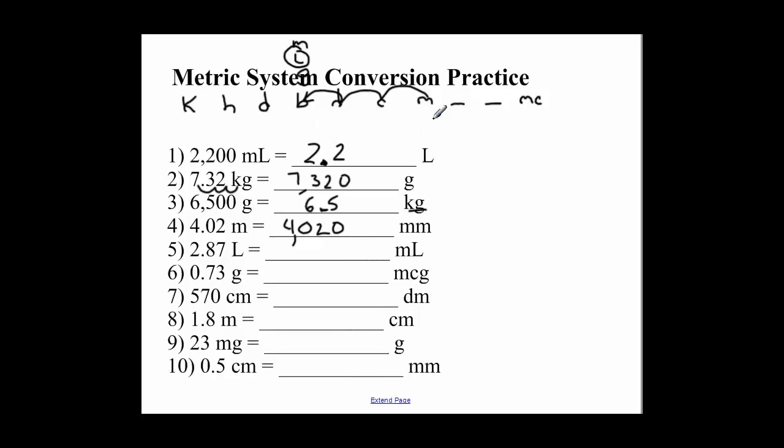In the next problem, we begin with liters, which again is a base unit. So we have 2.87 liters. We want to convert to milliliters. So the decimal point will move over 1, 2, 3 places to the right because we're multiplying by 10 three times, which is 1,000. And if you multiply by 10 three times, you would get 2,870 milliliters.